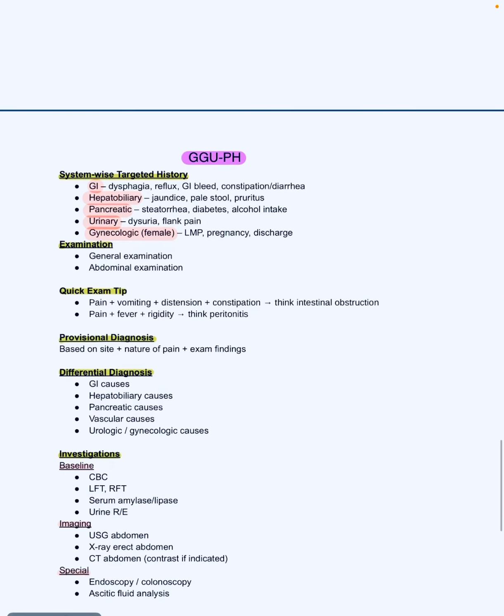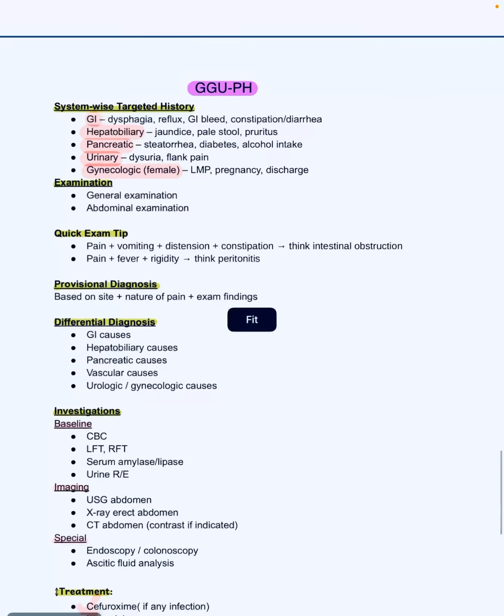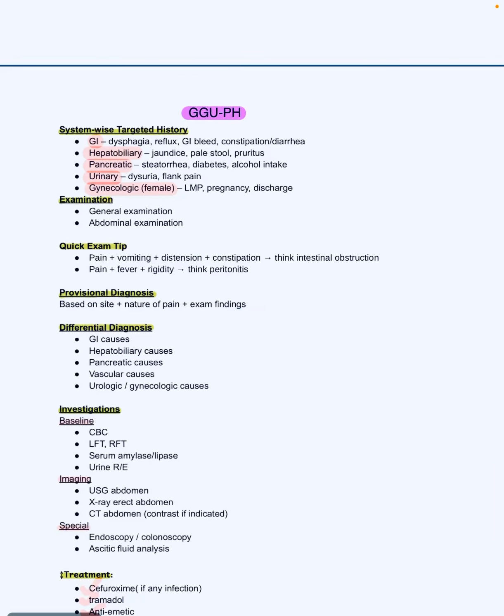Now, system-wise targeted history. When taking history, we must think beyond the abdomen and take a system-wise targeted approach. The mnemonic is GGUPAs. G for gastrointestinal system.